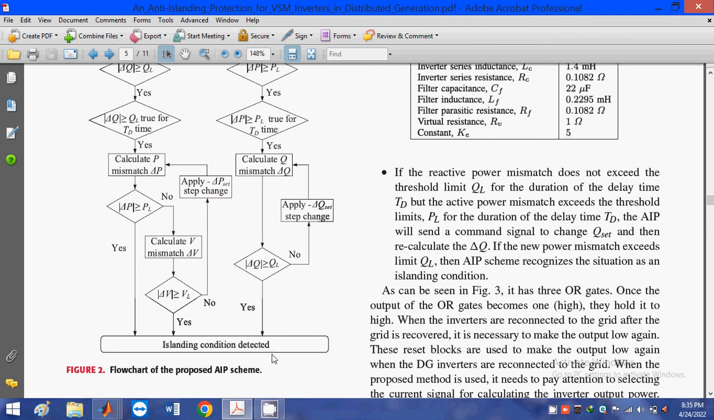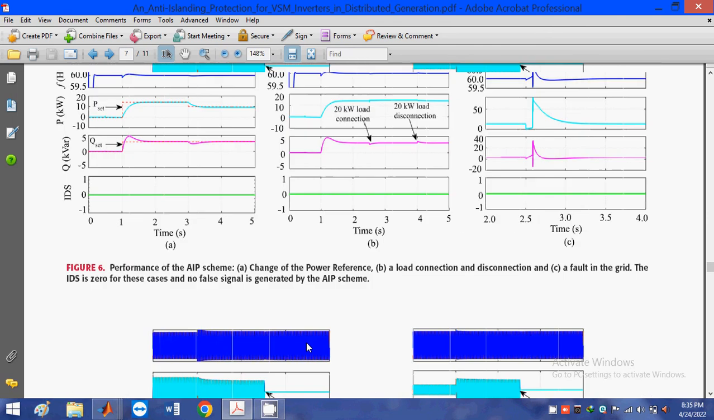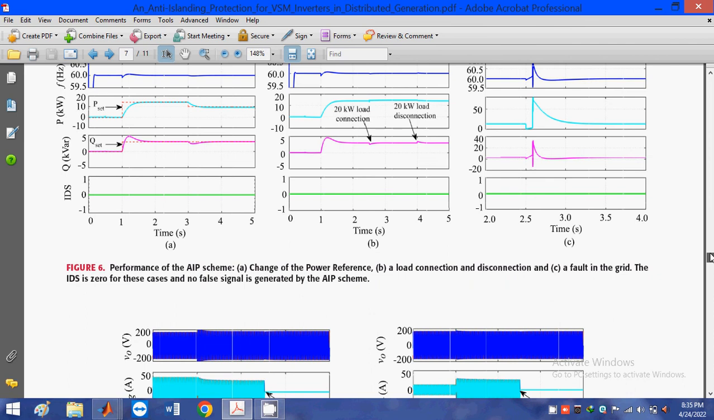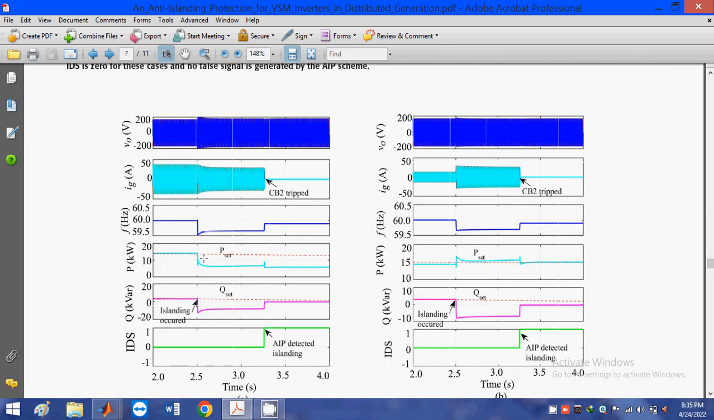So I just mentioned here the below cases. For the 2.5 time interval, I observe the active and reactive power changes beyond the threshold level. Okay, the active and reactive levels decrease beyond the threshold level. That's why at this time AIP detects the islanding mode. Okay, AIP detects the islanding mode.